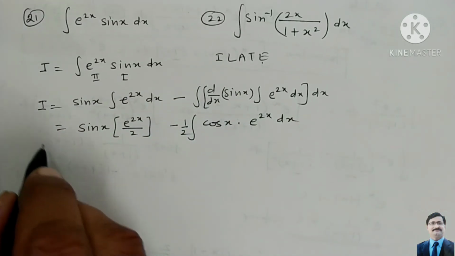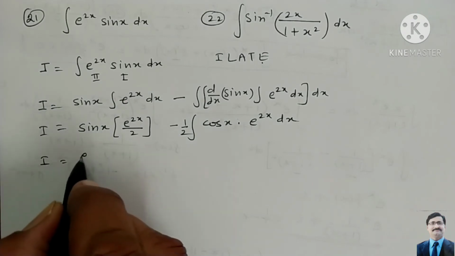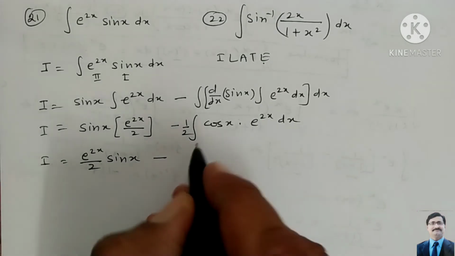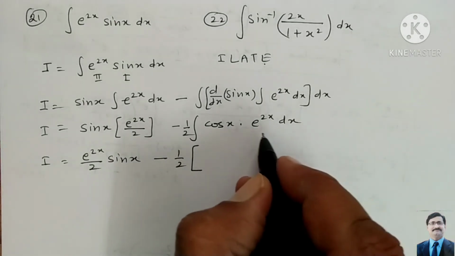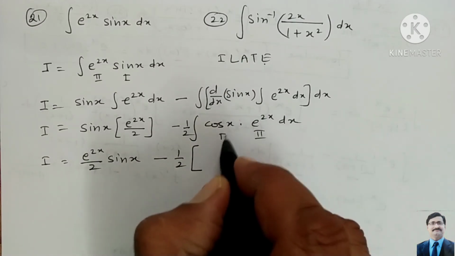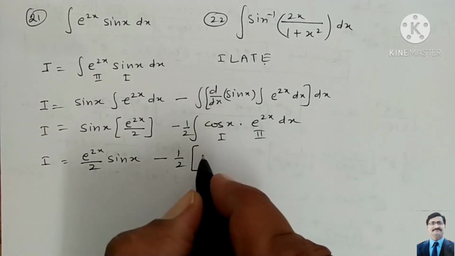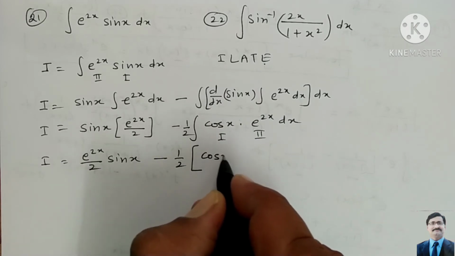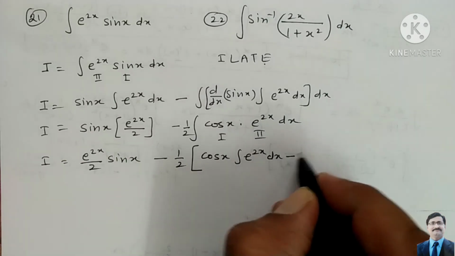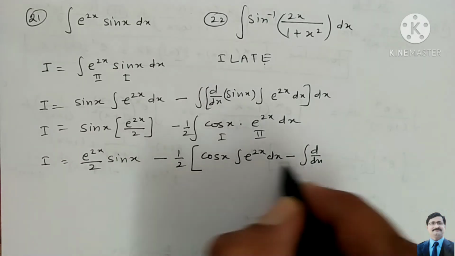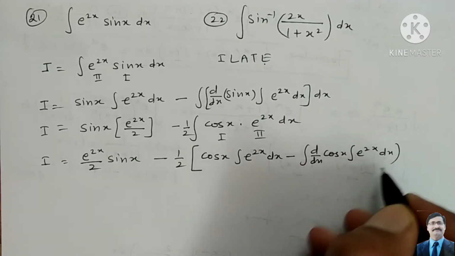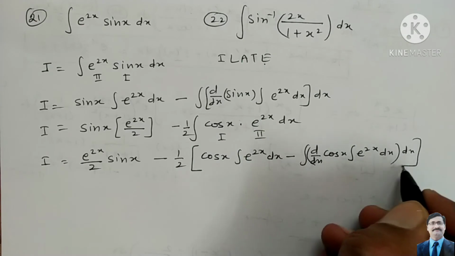Now look here, we can use this in a proper format. e^(2x)/2 and sin x, we can write 1/2 bracket. Again we will use this, this is our second and this is our first. So we can write here cos x as it is, the integral of e^(2x) dx, minus the differential of cos x, the integral of e^(2x) dx, and whole dx, and bracket close.